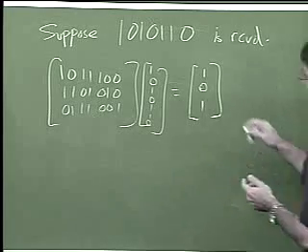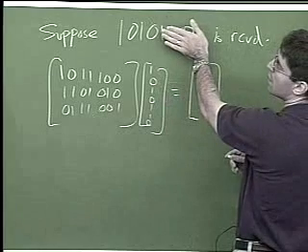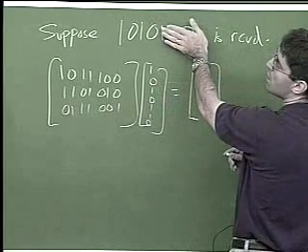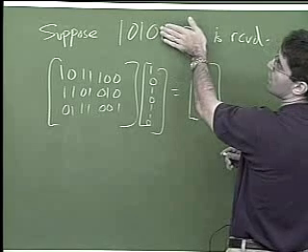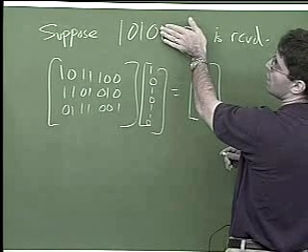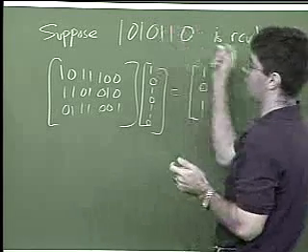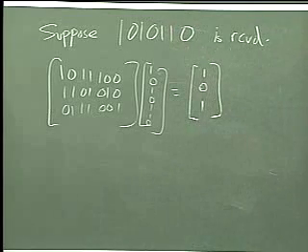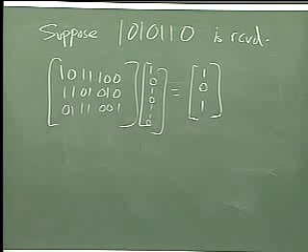Suppose this was the right data. The correct code word would have been 1, B1, B3, B4, sorry. It would have been 1, 0, 1, 0, 0, 1, 1. That would have been the correct code word if those 4 bits were the correct data.